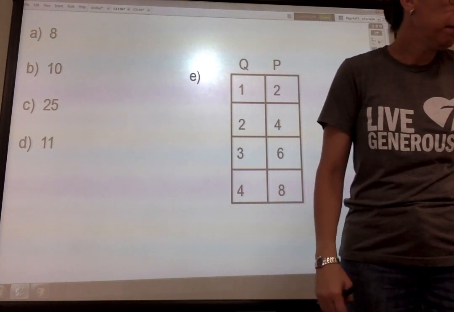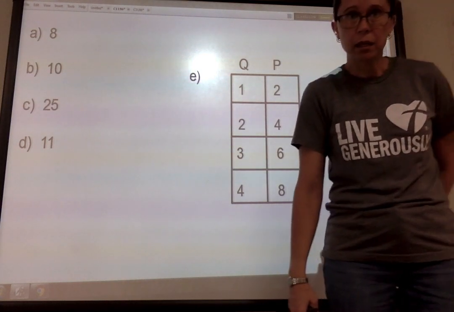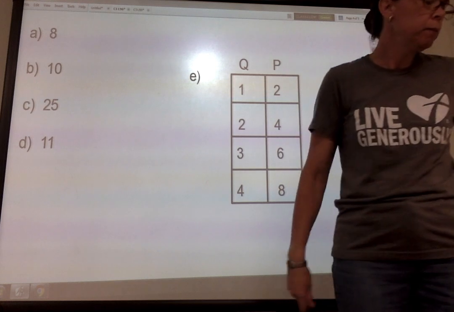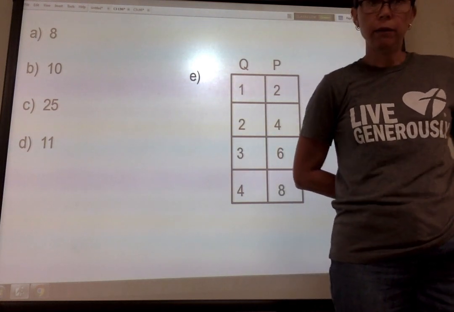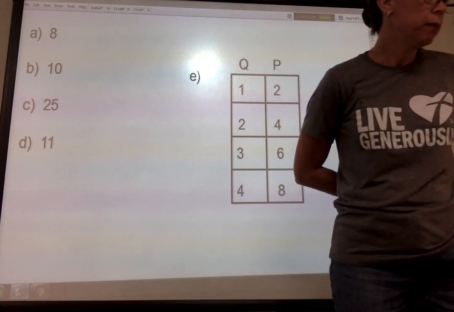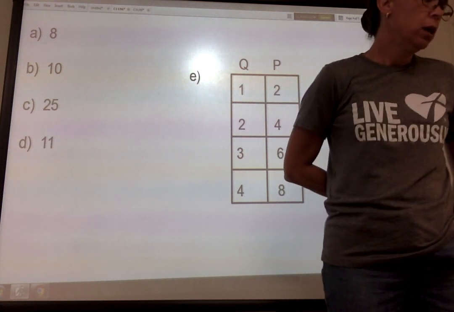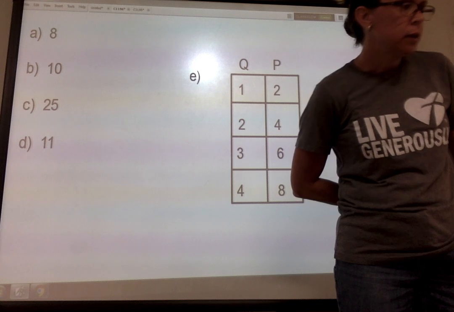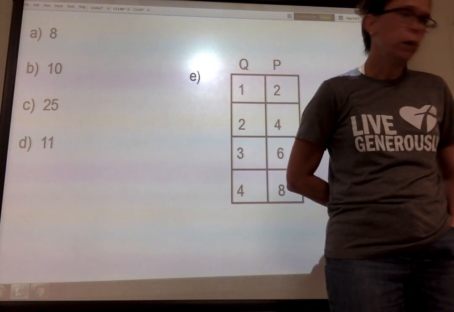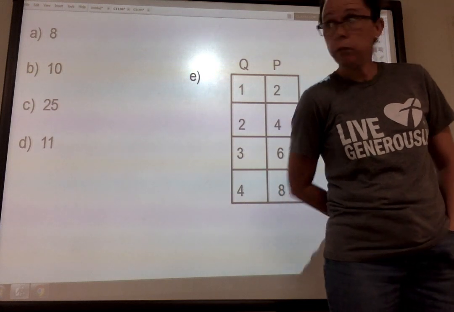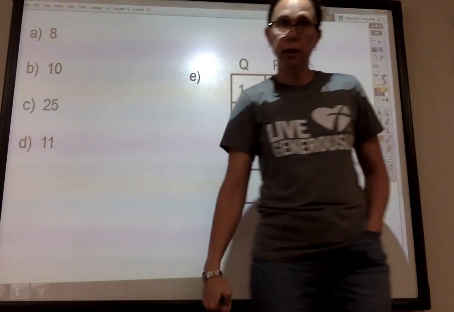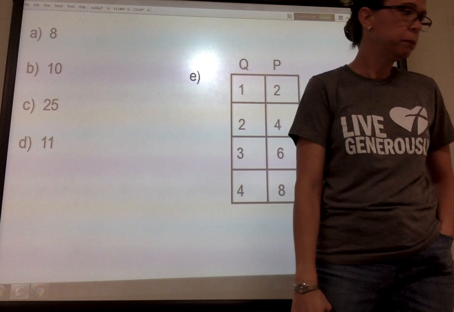On B, we have the input that's missing. So to get from input to output, they're adding 5 every time. They have 3, they add 5 to get 8. 5, they add 5 to get 10. 7, they add 5 to get 12. We don't know what the last number is, but they added 5 and got 15. So it must have been 10, because 10 plus 5 gives us 15.